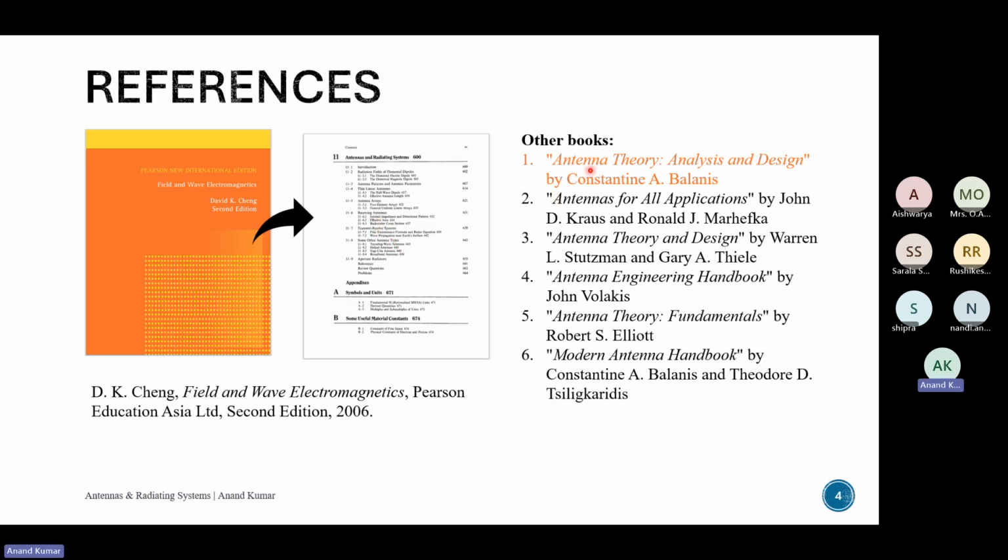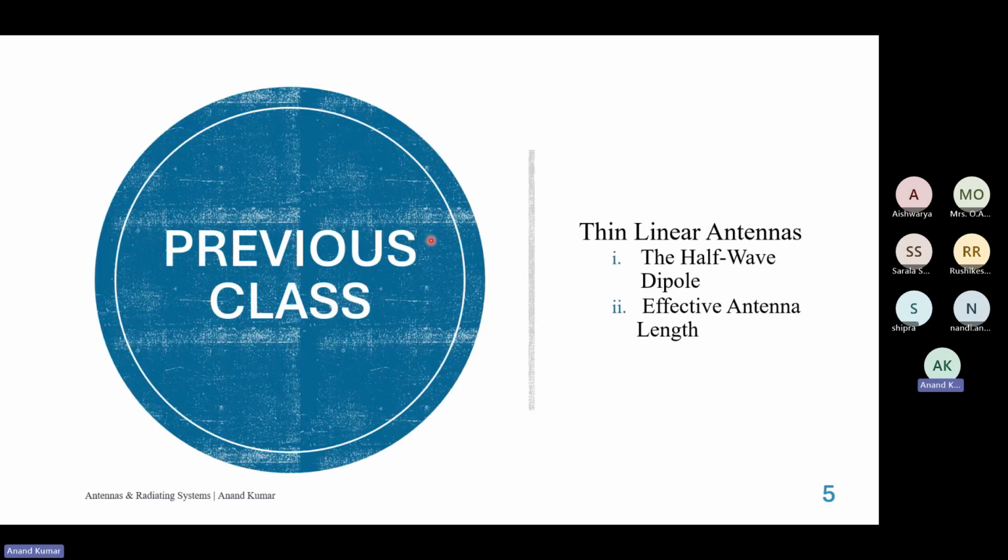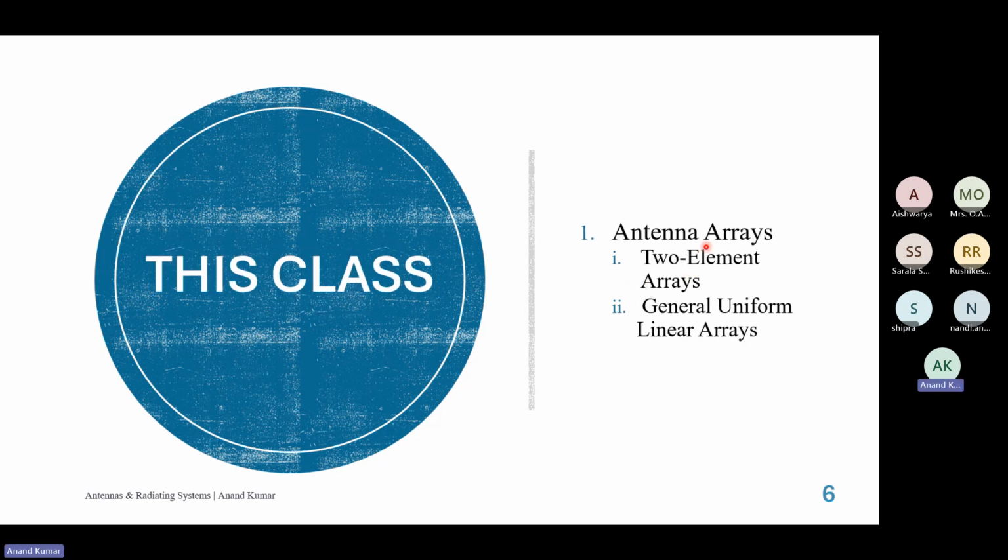If you want to go into greater detail, you can refer to Antenna Theory by Balanis. In the previous class, we covered thin linear antennas, the half-wave dipole, and effective antenna length. Based on what we covered in the previous class, we will study antenna arrays. Today, we'll begin with two-element arrays and then discuss general uniform linear arrays.